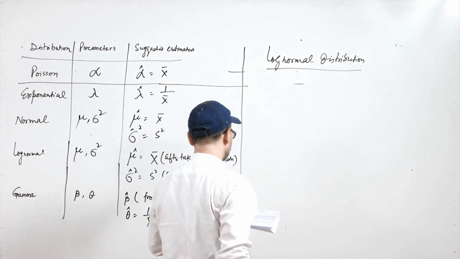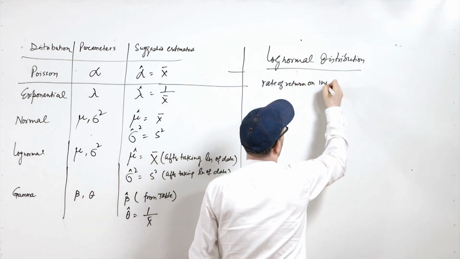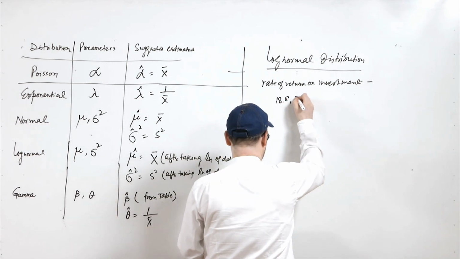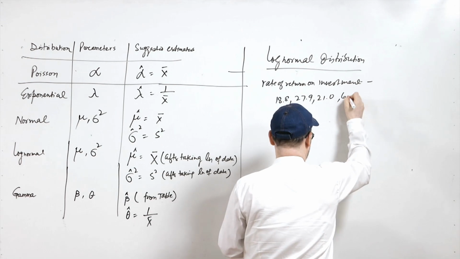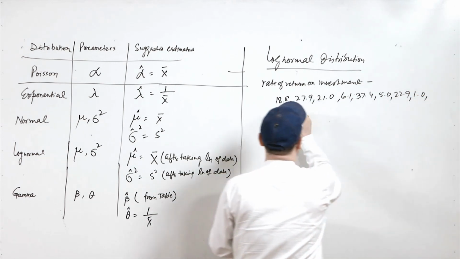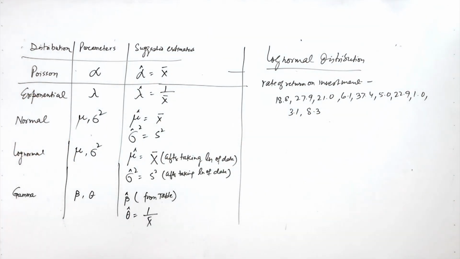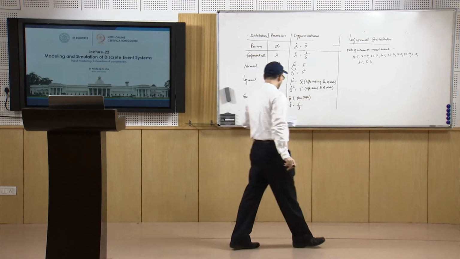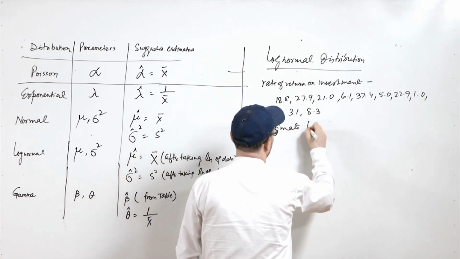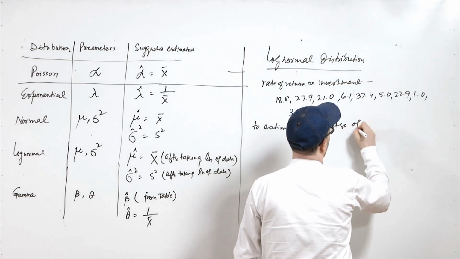Suppose you are given the rate of return on investment. The rate of return on investment is given as data like 18.8, 27.9, 21, 6.1, 37.4, 5, 22.9, 1, 3.1 and 8.3. These are the rates of return of 10 investments, and we want to estimate the parameters of a log normal model.